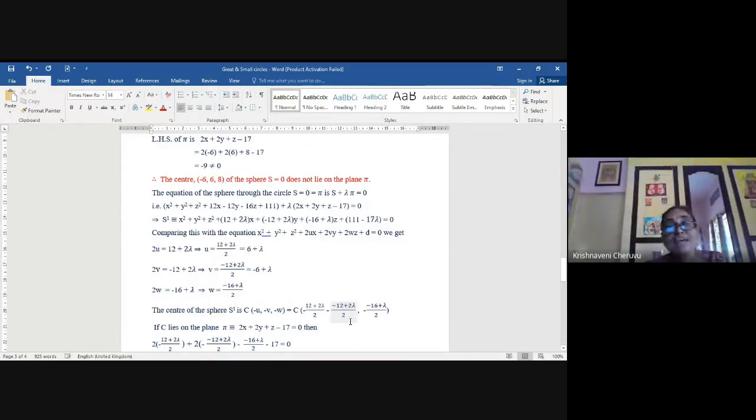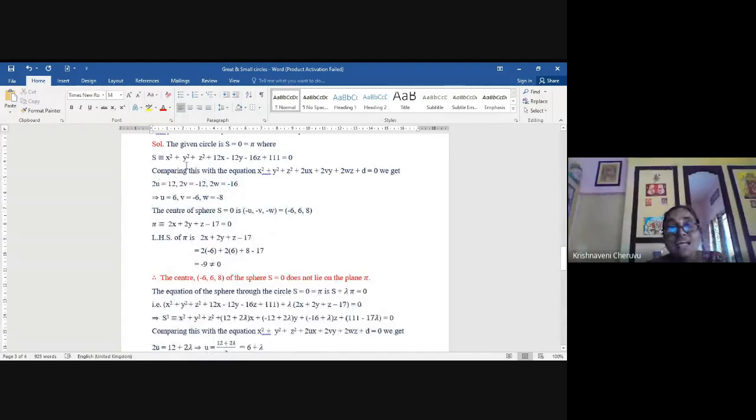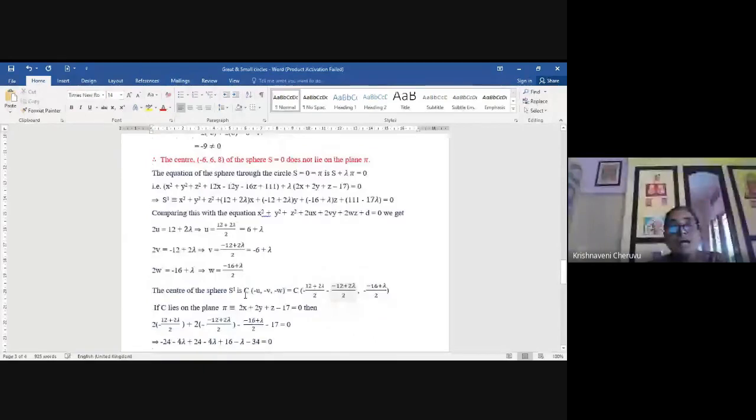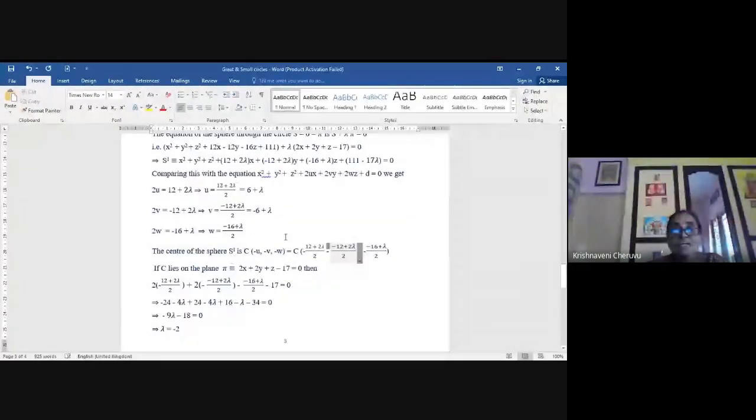Now I have to check, like before, how I checked the center of the given sphere, whether it is lying on the plane or not. The same way, I mean check means we will take it as a point on the plane, from which you get the lambda value, and from which you get the center of the sphere. And if the center of this sphere passing through the circle is the same as the center of the given sphere, then you can confirm that the circle is a great circle. Now here the center of the sphere passing through the given circle is got. So what I'm doing is, if at all this lies on the plane, it should satisfy the equation of the plane.